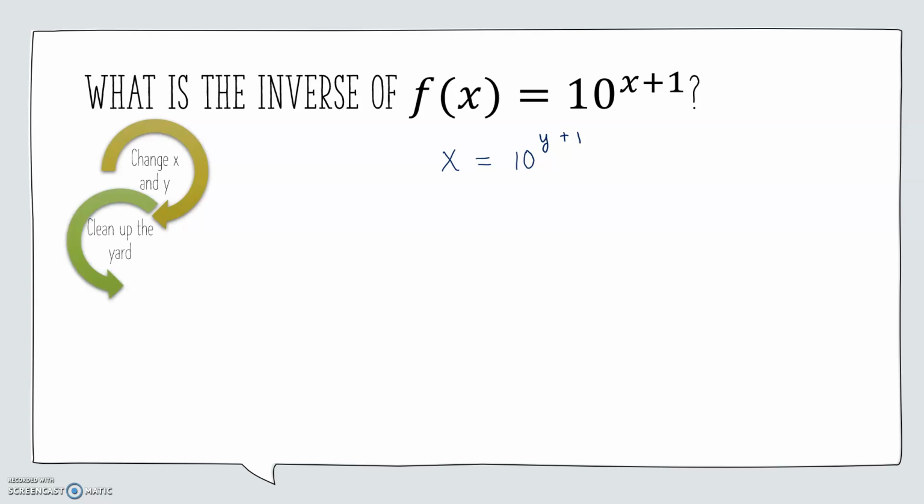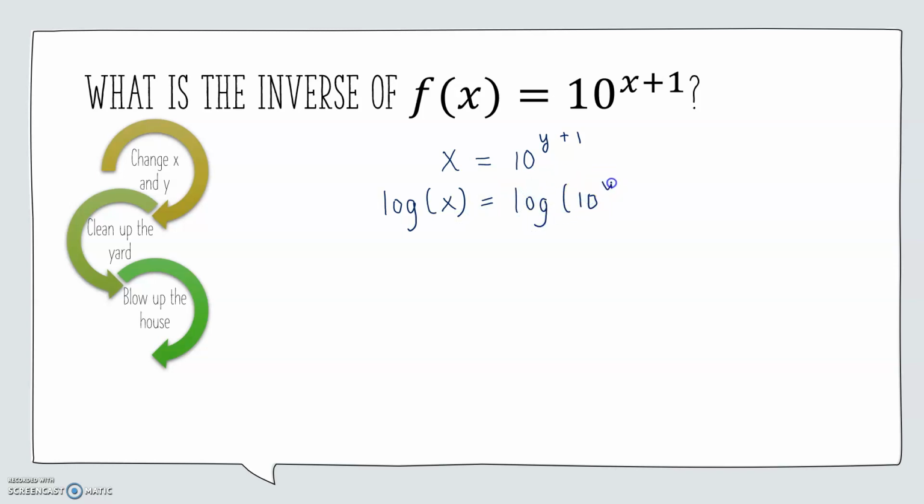Now we're going to clean up the yard. For this particular problem, there's nothing in the yard because it's 10 to the y plus 1. There's nothing to get rid of. Now we're going to blow up the house. Since this is a 10 with an exponent, the way we're going to blow up the house is we're going to do log base 10 of both sides of our equation. Remember, for log base 10, we don't have to write the base 10. You can if you want to, but you don't have to.